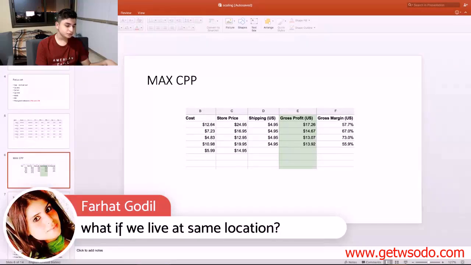What if you live at the same location? If you live with your family at the same location, you can have a new business manager. It's okay, except if you're banned. There's a difference between penalized and banned. Banned, they ban you, you cannot run ads. Penalized, you can run ads, but bad results. So if you're banned, you cannot do it at the same location.